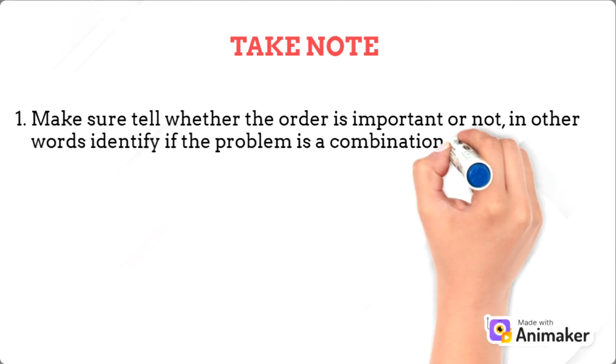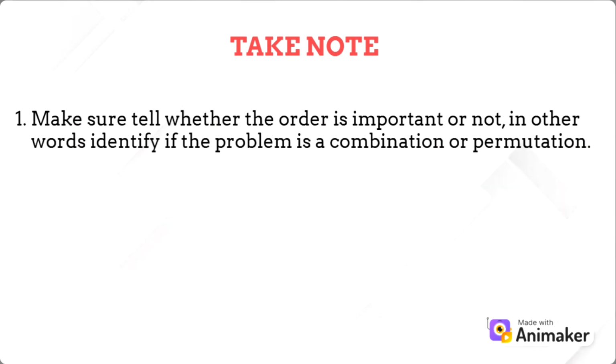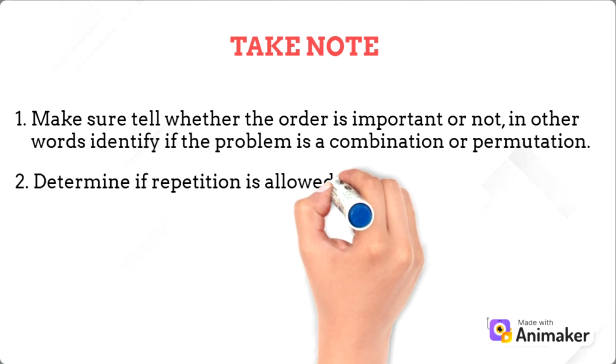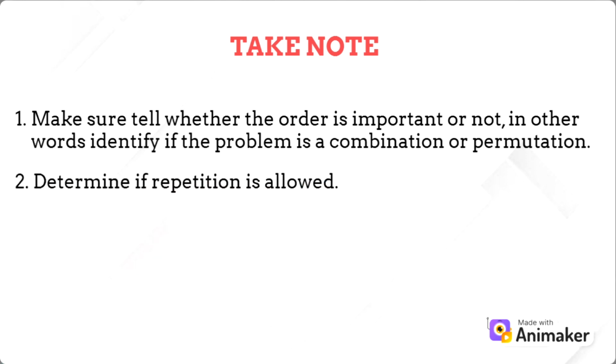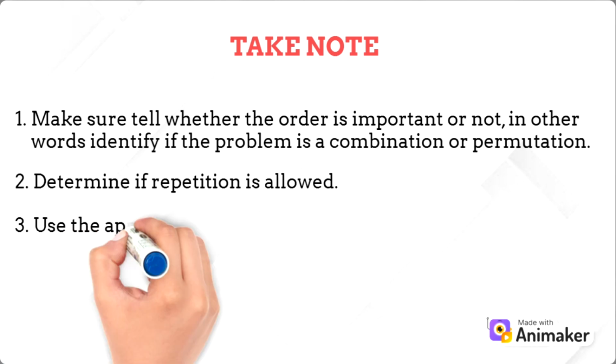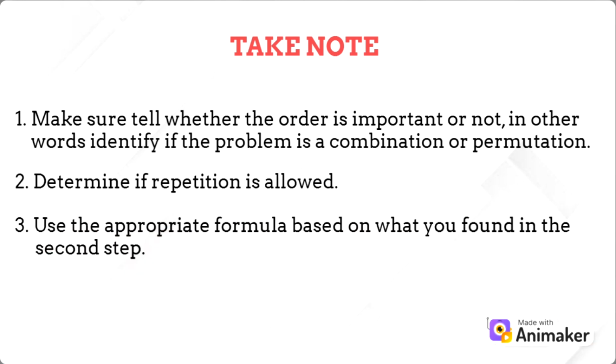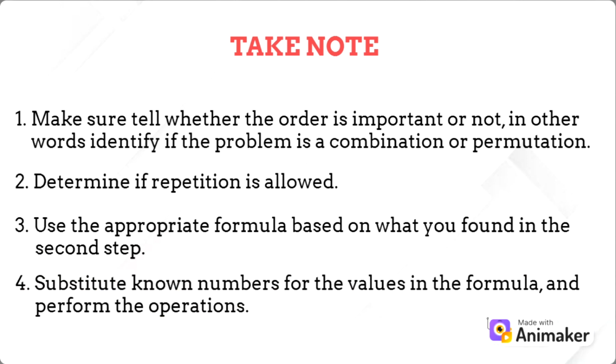make sure to tell whether the order is important or not. In other words, identify if the problem is a combination or a permutation. Number 2, determine if repetition is allowed. Number 3, use the appropriate formula based on what you found in the second step. Number 4, substitute known numbers for the values in the formula and perform the operation.